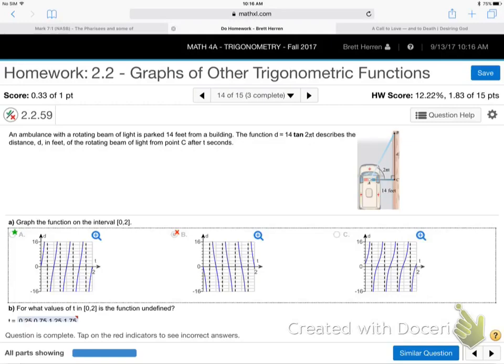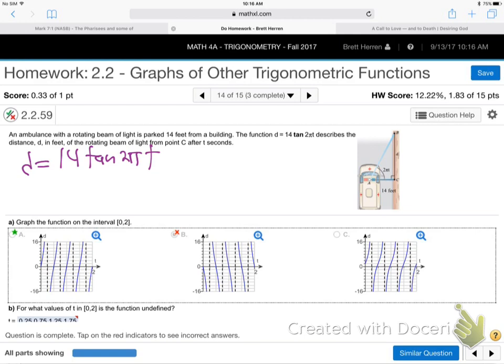All right. Yeah, so I just want to throw in real life applications every now and then. So here's a real life application. You've got this ambulance with a rotating beam, right? Here it is. The beam is rotating around. It's next to the hospital wall here. The function d equals 14 tan 2 pi t. Let me write that out a little bigger for you. d equals 14 tan 2 pi t describes the distance d in feet of the rotating beam of light from point C after t seconds.